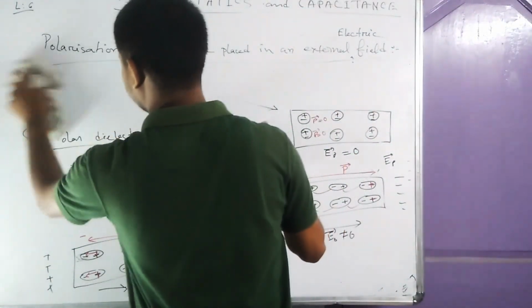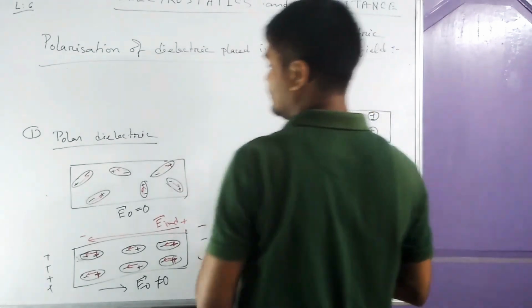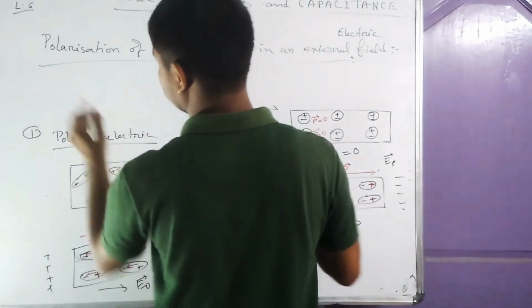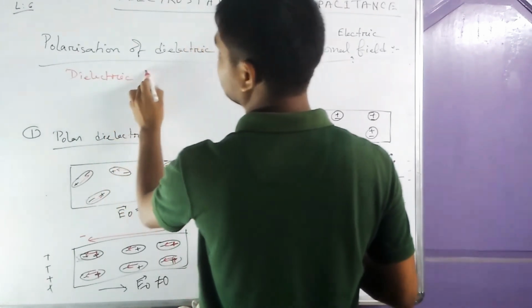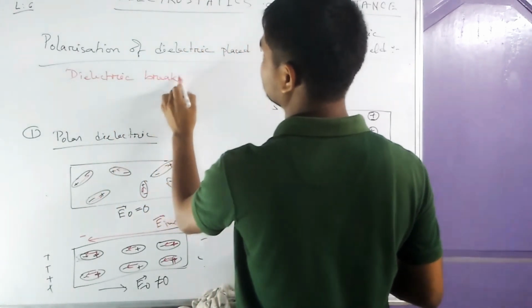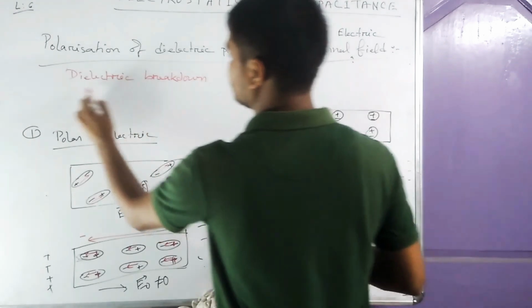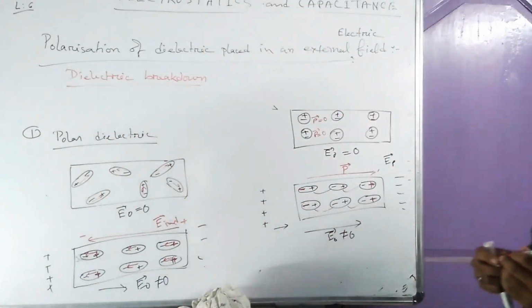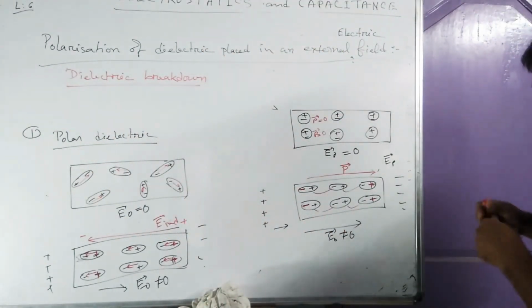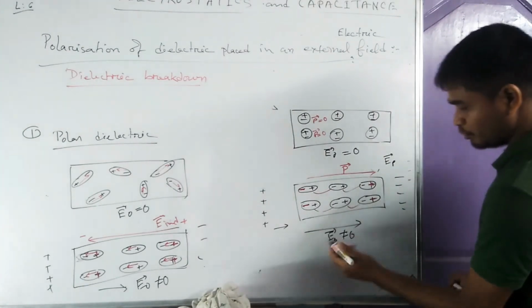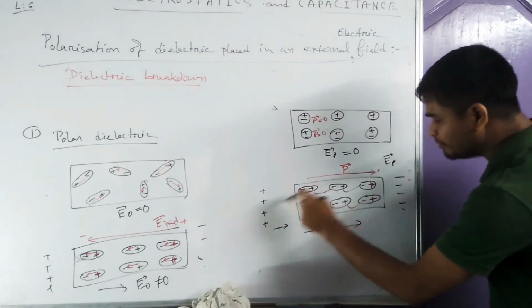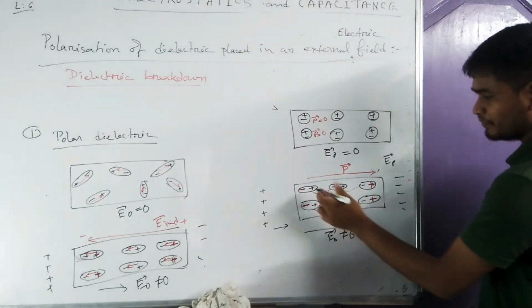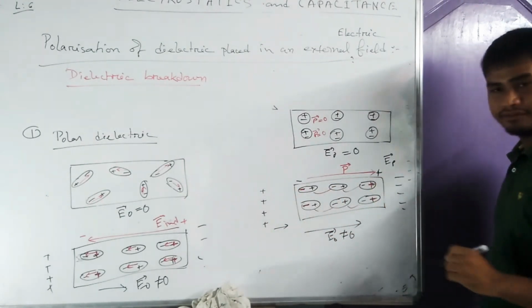The next point is dielectric breakdown. What is dielectric breakdown? Here you can see when the external field is there, there is a dipole moment from negative to positive.